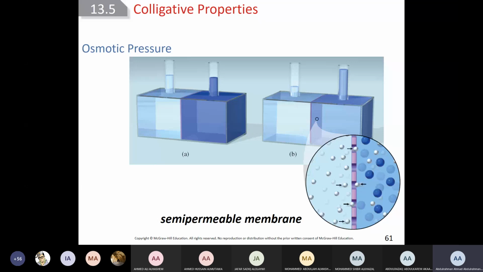If you have two solutions, like this one is pure, and this one is solution. This means pure liquid, and let's talk about water because we are always concerned about water. This is pure water, and this is called solution. And in Saudi Arabia, this solution is seawater.